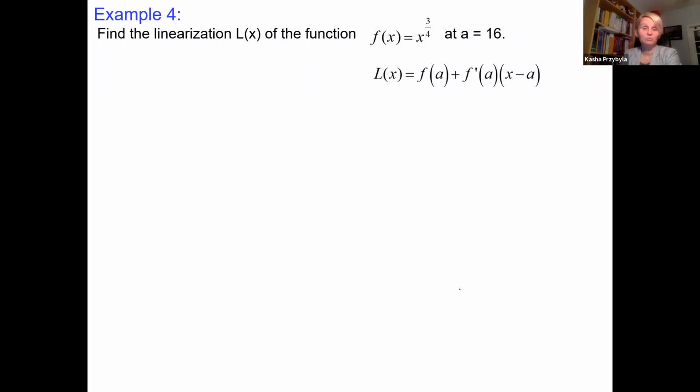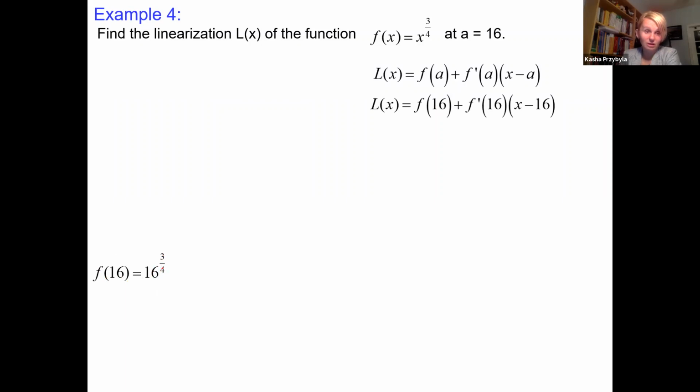Okay, I will start with this equation, f of a plus f prime at a times x minus a, and a is 16. And now, who can tell me the value of the function at 16? Did I calculate this? 16 to the power of 3 over 4.